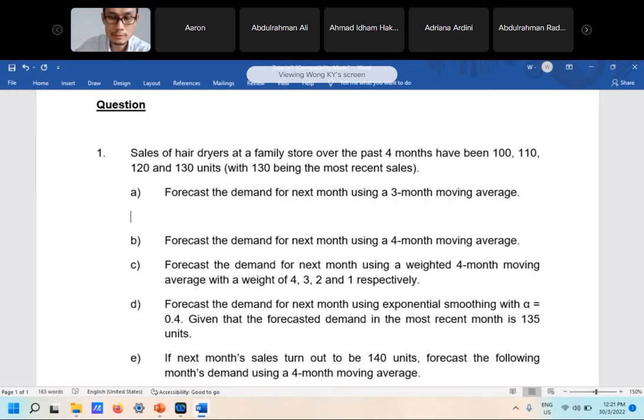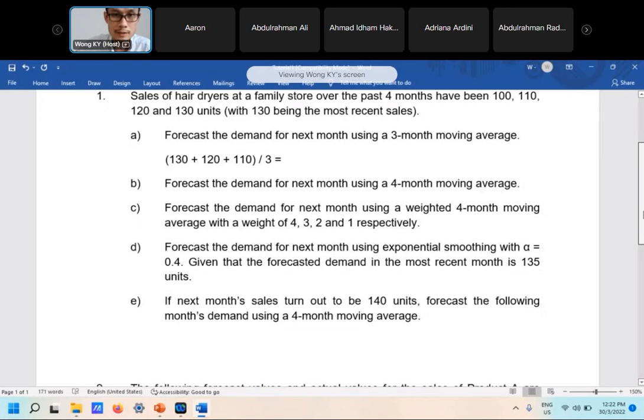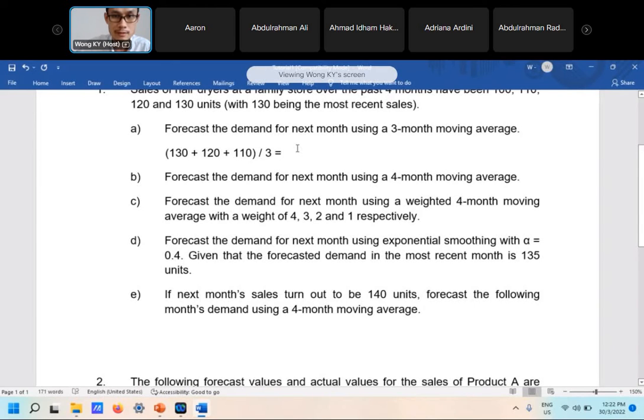Okay, any volunteer who would like to say it out? How do I calculate this forecast for next month using a 3-month moving average? Doctor, we just added 110 and 120 and 130 and divided by 3. Okay, very good. So you take the most recent 3 months, given 4 months of data, right? So you take 130 plus 120 plus 110. This whole thing you total up and divide by 3, yeah? Okay, so the answer, you get it yourself. I don't have the answer, I just prepared the question and I show you how to solve it. So you calculate the answer.